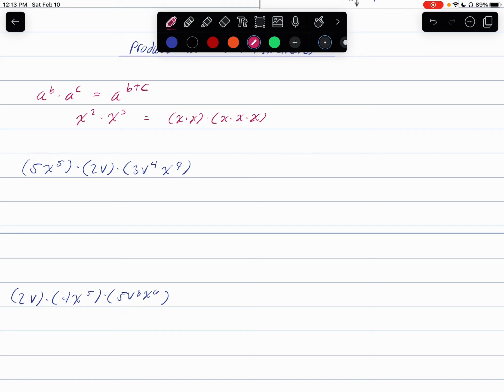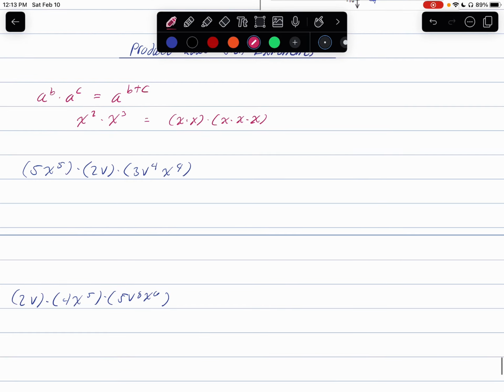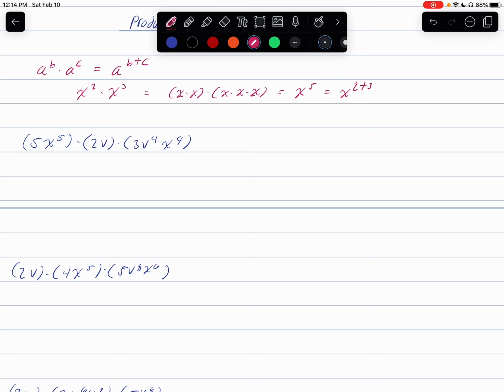So x squared means x raised to the 2. We're going to multiply x by itself twice, so x times x. And then we have x to the third, we multiply x by itself 3 times, which is x times x times x. So this is going to give us x times x times x times x times x, or x multiplied together 5 times. So we can write this as x to the fifth, or you can think of this as x to the 2 plus 3. So this is what the product rule for positive exponents is. Now let's look at a few examples.